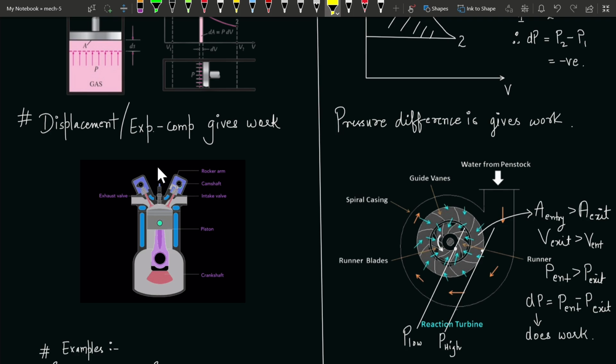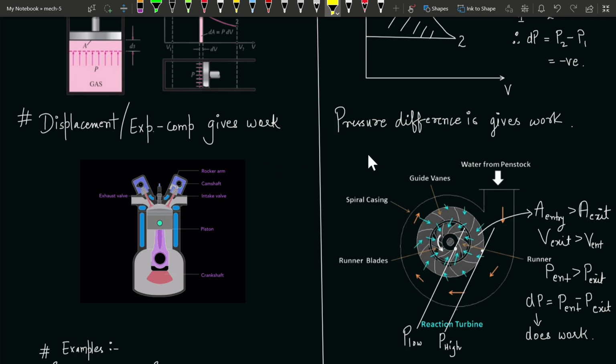Now we can consider a few examples of PDV work. Examples are displacement, expansion or compression work, which give us PDV work. So in the expansion or compression stroke of the IC engine, both the valves are closed, so there is no mass transfer. Therefore we can say the system we are dealing with is a closed system. And when the system is a closed system, the displacement work that we get is PDV work, right? Because there is only a difference in volume and the pressure is almost constant throughout the process.